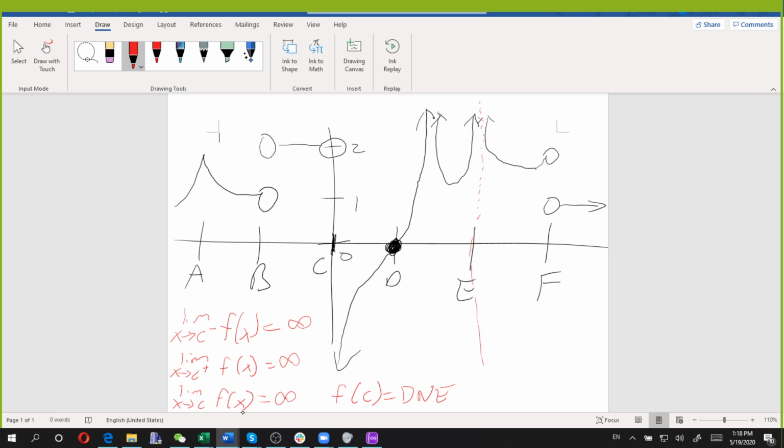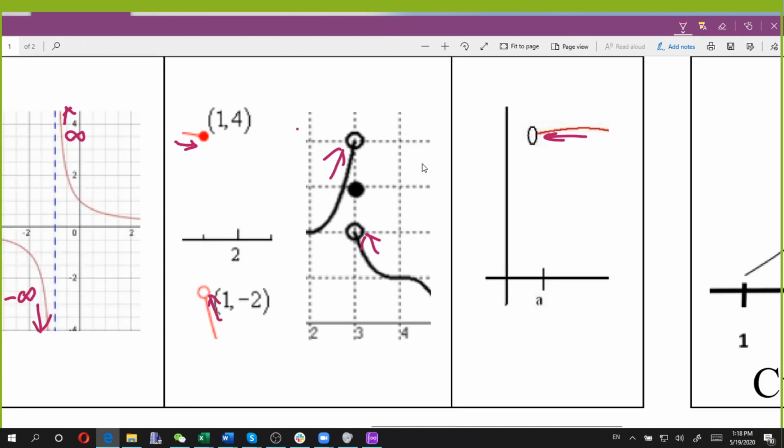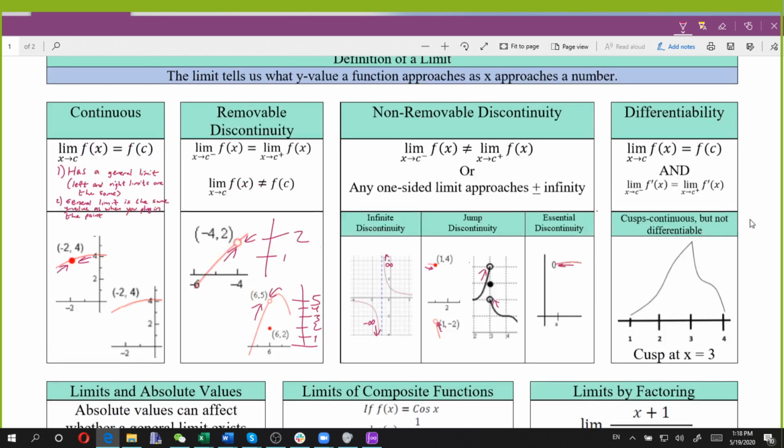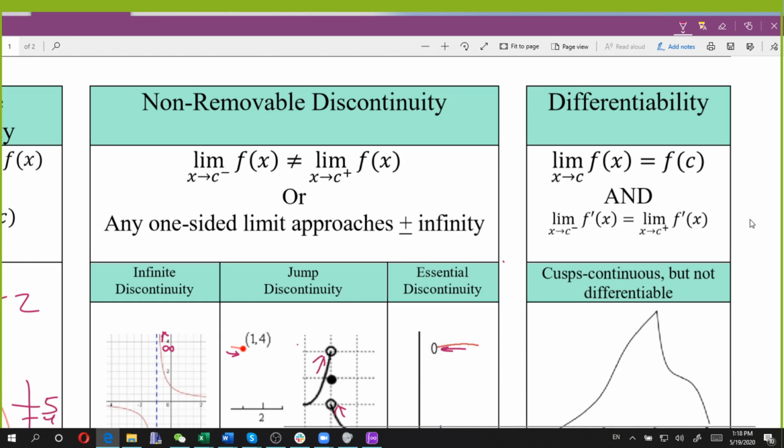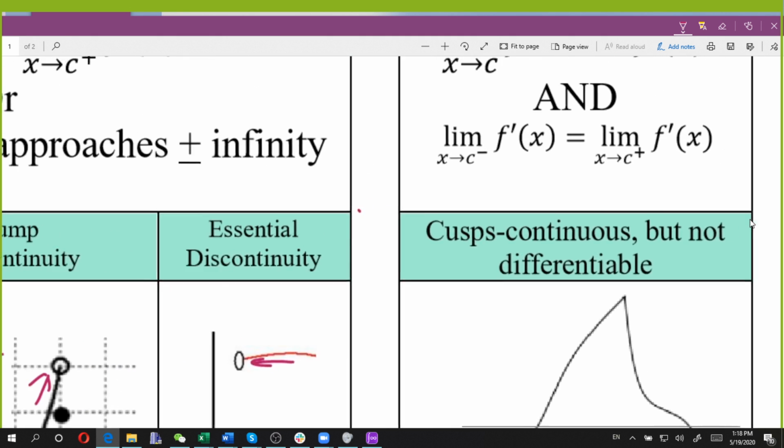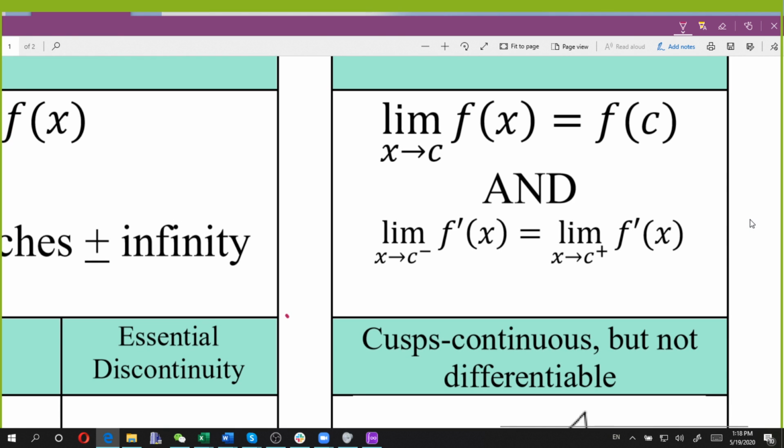Okay, I'm going to add one more thing for our continuity part, and that's differentiability. Now that we know how to derive. In order to be differentiable, we must be continuous, which means we have a general limit, and the general limit is equal to what happens when we plug in the point. And the limit as we approach the left side of our slope must equal the limit as we approach the right side of our slope. So notice we've got this extra derivative here. So we must be continuous.